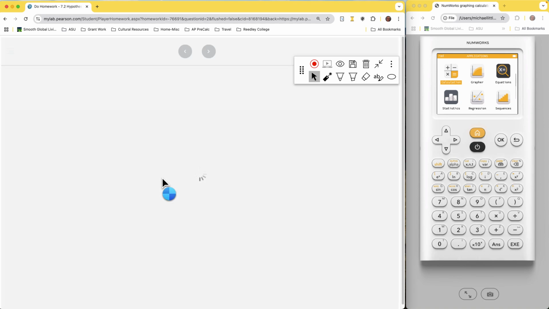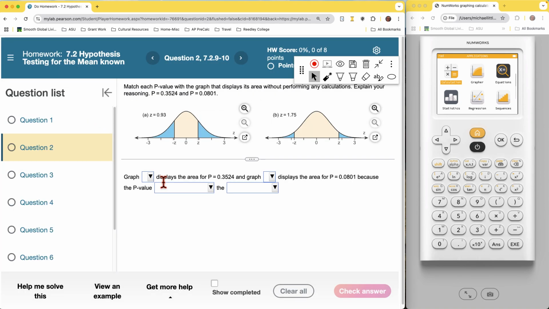This is for the homework for chapter 7. Yeah, this is a good one. So with these ones, we're given a graph. We're given a z-value here, and we can see that basically that means that's what these boundaries are, a +1 over here and a -1 over here.